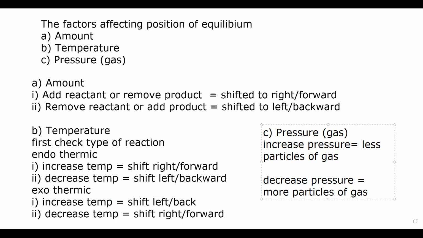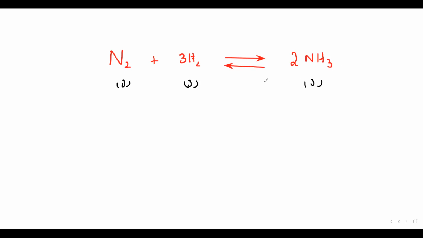So for example, you have a reaction, say nitrogen, which is N2, reacting with hydrogen. So N2 plus 3H2 gives 2NH3. Nitrogen combined with hydrogen to give ammonia. That's a reaction. And nitrogen is a gas at room temperature, hydrogen is also a gas at room temperature, and ammonia is also a gas at room temperature.